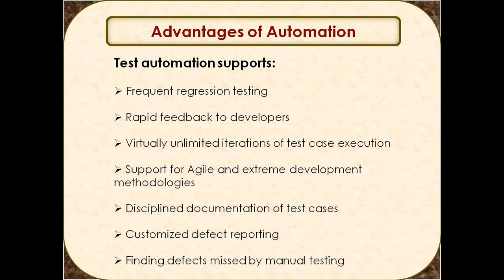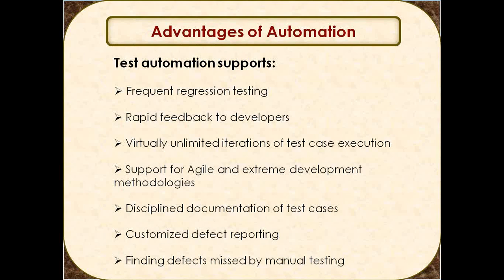The next one is rapid feedback to developers. Let's assume I have around 100 test cases. If I want to execute all 100 test cases manually, it will take 2 days for me. But if I use an automation tool, it will be done within 1 day or even less. So I can send the feedback. Whenever I get any error, I can send that feedback to the developer, or log any bug using a bug tracking tool.